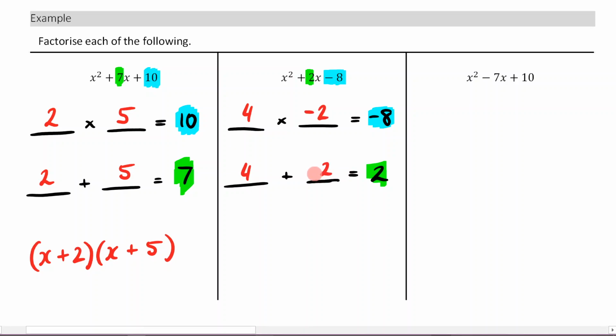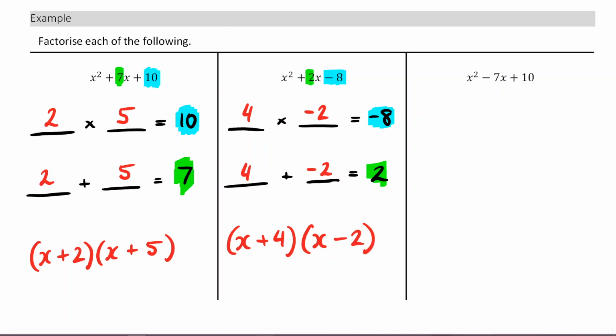If my negative is on the 2, 4 times negative 2 is negative 8, and then 4 plus negative 2, well, that's just the same as 4 minus 2, that's 2, so it checks out. Sometimes it's helpful just to put the number in there without the sign, and then put the sign in later. So our answer is going to be x plus 4, x minus 2. Just like that, and that is our answer to that one.